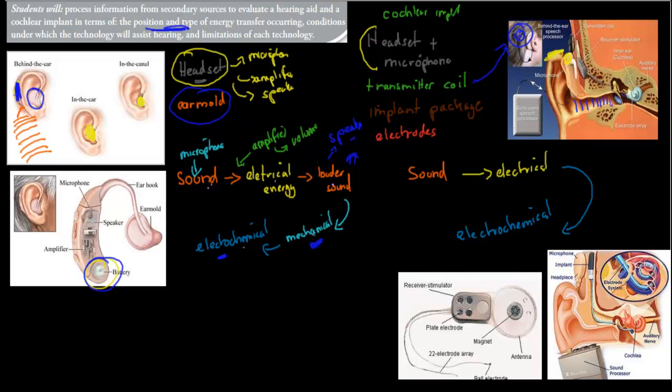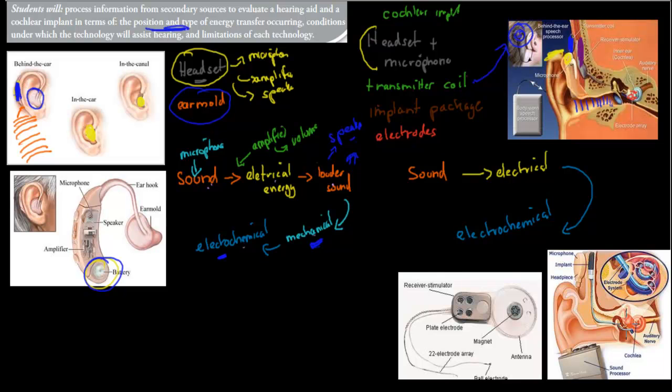Then the implanted package is the exact opposite, so it's the same spot as the transmitter coil, but just on the other side of the skull. So it's actually inside the skull. This is where the transmitter coil is, whereas that is where the implant is. So it's just adjacent, just opposite of it, but there's the skull in between, right? So that's where the actual implant package is. And then the electrodes connect directly to the actual cochlea.